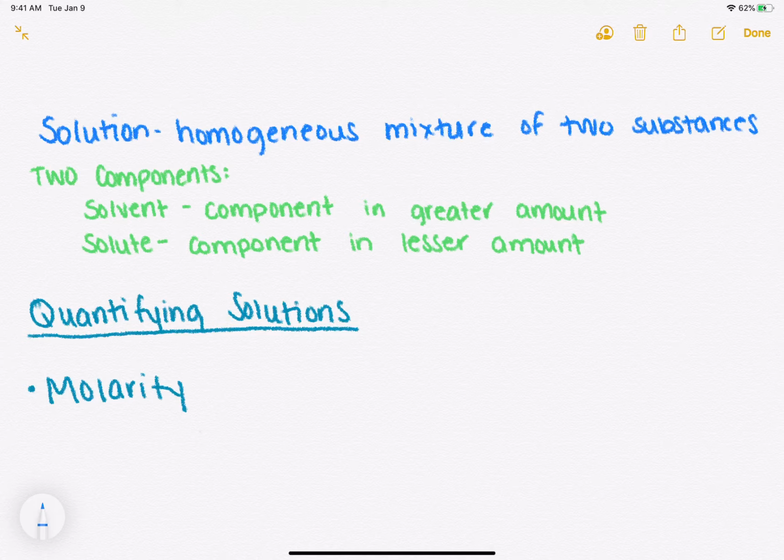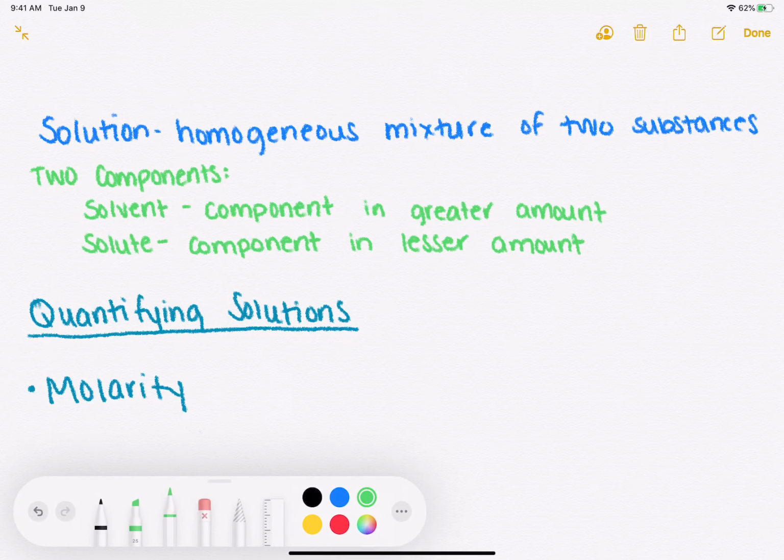So solutions have two components. They have the solvent, which is the component that is in solution in a greater amount, or the component that there is more of, and there's the solute, which is the component in the lesser amount, so the component there is less of. It's important to identify your solute and your solvent because it's going to be important when determining the molarity of a solution.